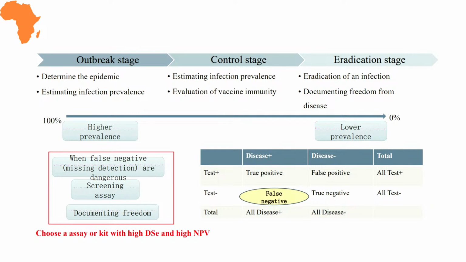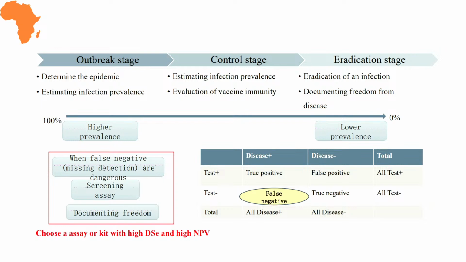We discussed this. These are the slides I was trying to add at midnight yesterday to explain. You have an outbreak of an infection, determining the epidemic and estimating prevalence. We have a control stage, where the goal is to estimate the infection prevalence and evaluate vaccine immunity. Then the eradication stage, where we are eradicating an infection and documenting freedom from disease. This is another concept, freedom from disease. It's a very different concept. Here, high prevalence, 100%, at the initial outbreak. Towards the end, we have a low prevalence, technically 0.